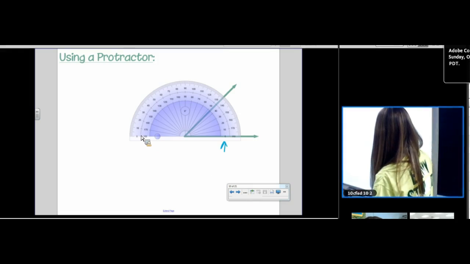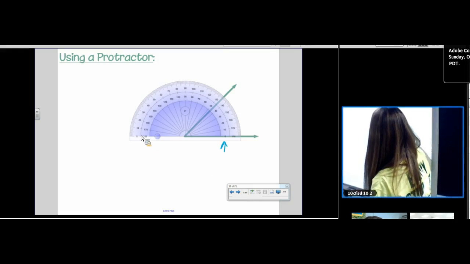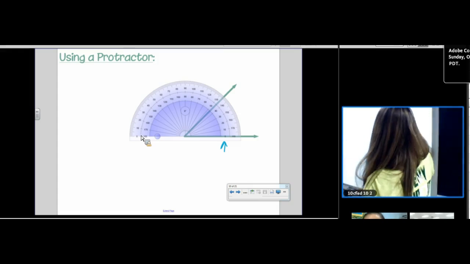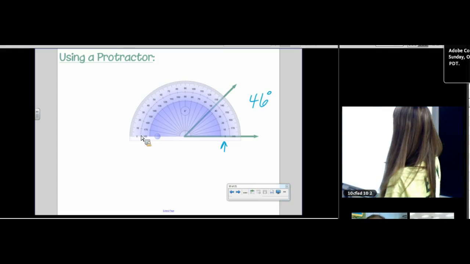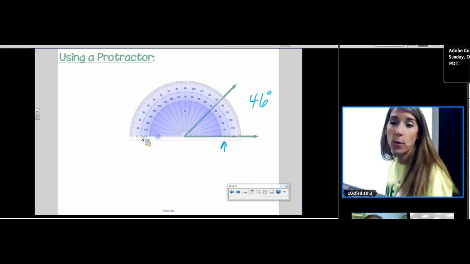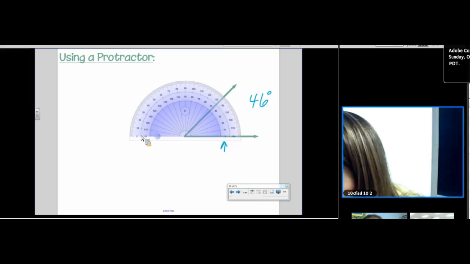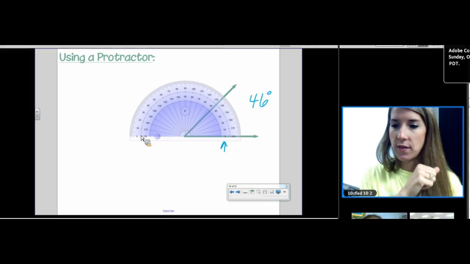You start at 0. 10, 20, 30, 40. This one's a little past the halfway mark, so it might be like a 46-degree angle. It's between 40 and 50. You have to really squint to see that, but it's closer to the 50. Okay?